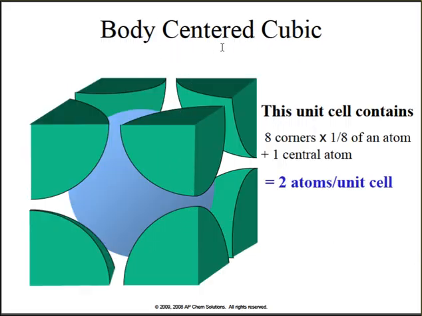This is called a body-centered cubic. The difference here is you still have the cubic on the outside, but there's an atom on the inside. In a body-centered cubic, you need to remember that there are 2 atoms per cell: the whole atom in the center, and the eighths that combine to create 1 atom.